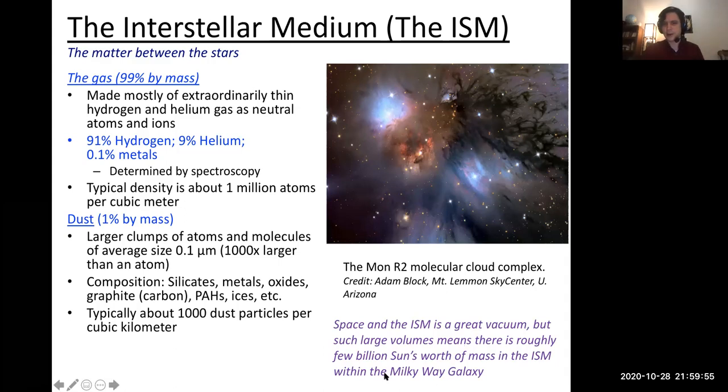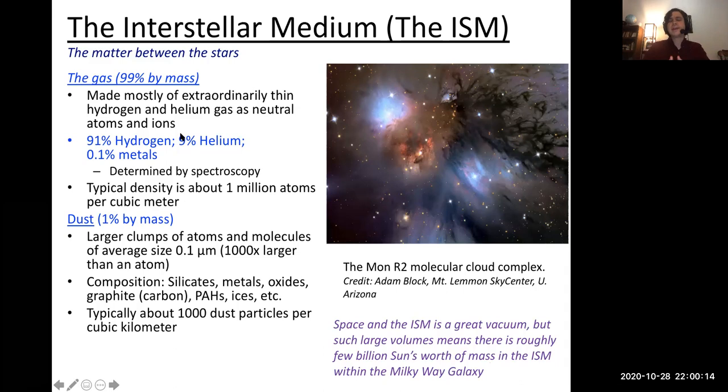Yeah, so there you go. You got a couple billion suns worth of mass in the gas of the ISM alone. So you're talking about a significant fraction of the mass of the entire galaxy. A couple of percentage points to tens of percents. All right, not quite half. I might have misspoke whenever I first got excited there.